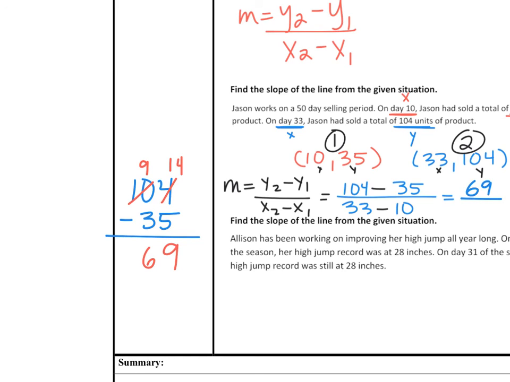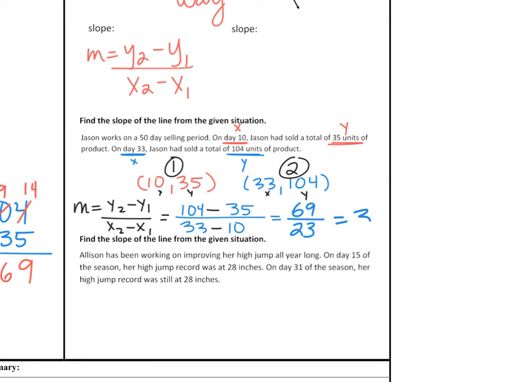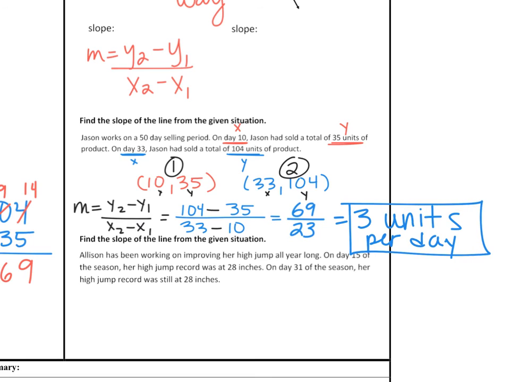We've got 33 minus 10 is 23. Okay, but this divides evenly. 69 divided by 23 will give you 3, because 20 times 3 is 60, and 3 times 3 is 9. So it's going to be 3. And we're talking about what this means, because it's a word problem. 3 units per day. Because if you divide and get one number, that's what it represents.